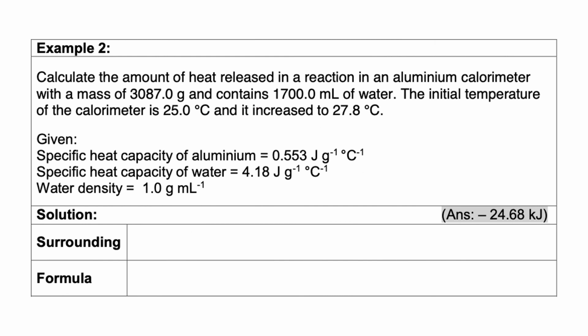Let's take a look at the next question. Now this question is taken from example 2 from your tutorial book. Let's see. Calculate the amount of heat release in a reaction in an aluminum calorimeter with a mass of 3087 gram and containing 1700 ml of water. The initial temperature of the calorimeter is 25 degrees Celsius and it increased to 27.8 degrees Celsius. Given to you is the specific heat capacity of aluminium and specific heat capacity of water.